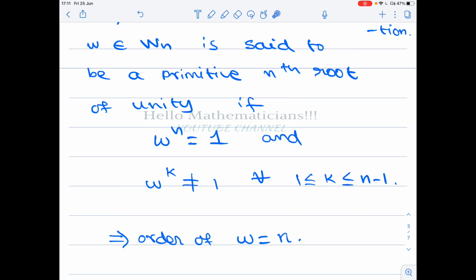That means the first time W to the power k will be 1 is when k equals n. Only when k equals n do you get W to the power n equal to 1. For lesser numbers the power of W won't be 1. So that is the condition, the condition for a primitive nth root of unity.